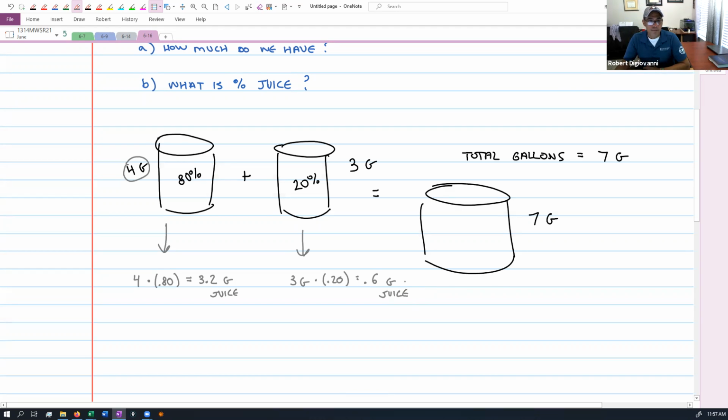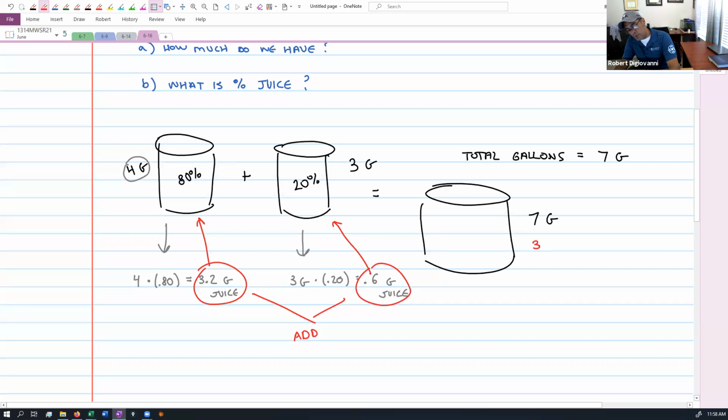You with me? Questions? We have 3.2 gallons of juice in there. We have 0.6 gallons of juice here. When we add the two together, how many gallons of juice do we have? You just add 3.2 and 0.6, you get 3.8, right? We have 3.8 gallons of juice.